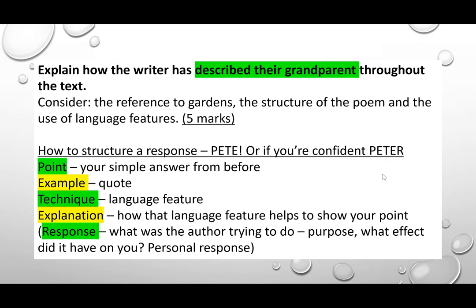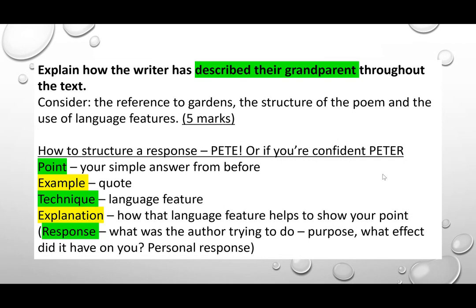So you have a point, which is your simple answer from before. So my simple answer was they've described their grandparent as growing old. So I rephrased it as a question to myself, and that made it easier. Then you want an example, which is your quote. Then you want a technique, which is a language feature. Then you want your explanation, which is how the language feature shows your point. So how does it show them getting old? You practice this with essay paragraphs, so it's basically the same skill.